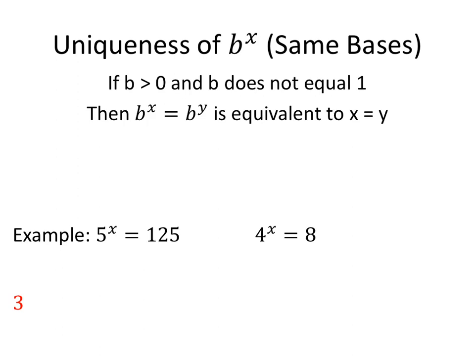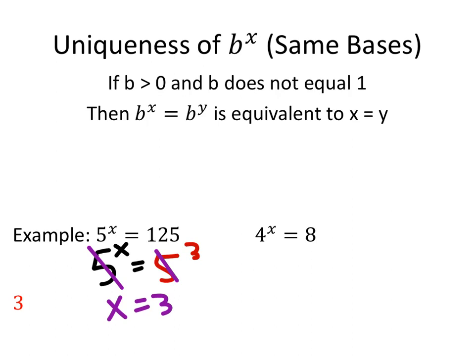Like this, 5 to the power of x equals 125. Well, 125 is 5 to the power of 3. So if I had 5 to the power of x equals 5 to the power of 3, then I can just make this x equals 3, right? It's not that I canceled out the 5 bases. It's just that since the bases are the same, I just need to compare the exponents. And you could check, right? 5 to the power of 3 is 125. That seems to work.